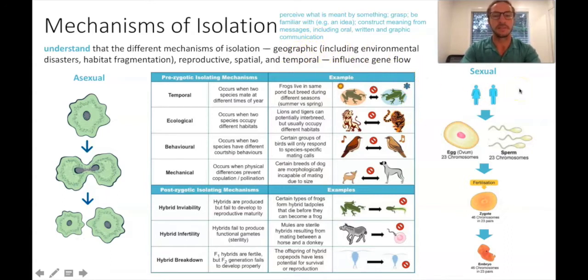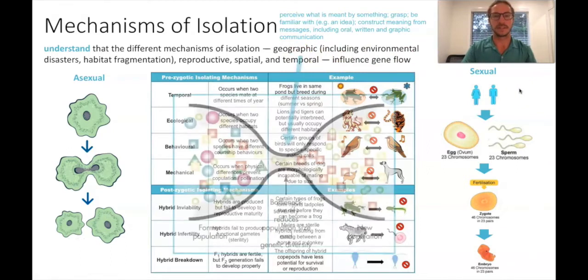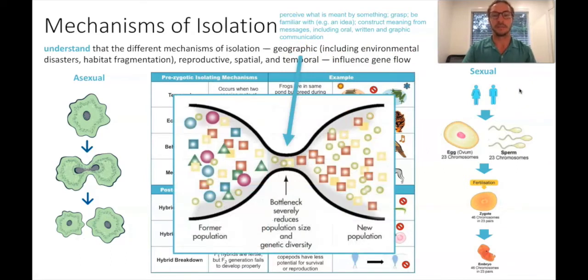And I just want to make a link back to a previous lesson where we spoke about population bottlenecks. So this refers to perhaps natural disasters or human impact. Whatever it is occurs, it reduces the population size significantly, thus reducing genetic information within that population. So that is an example of how gene flow can be influenced as well by geographic factors. And that is all for mechanisms of isolation. So let's move on again.